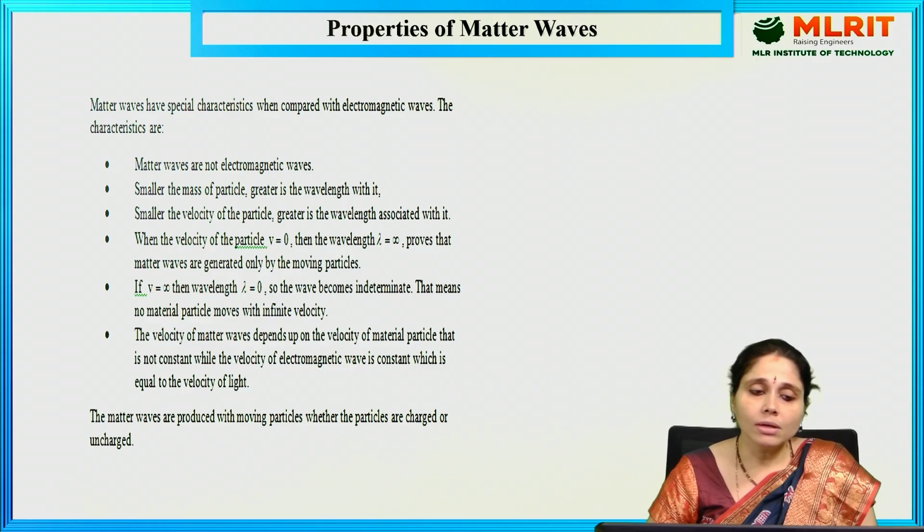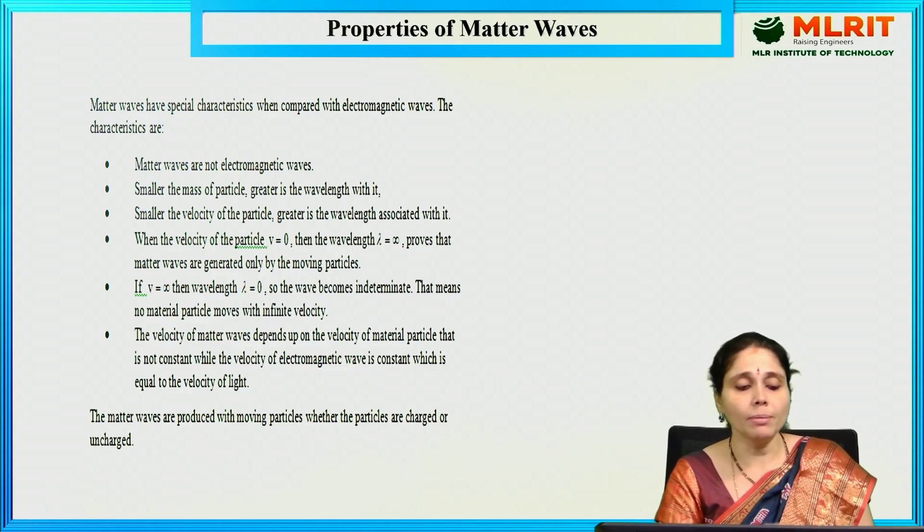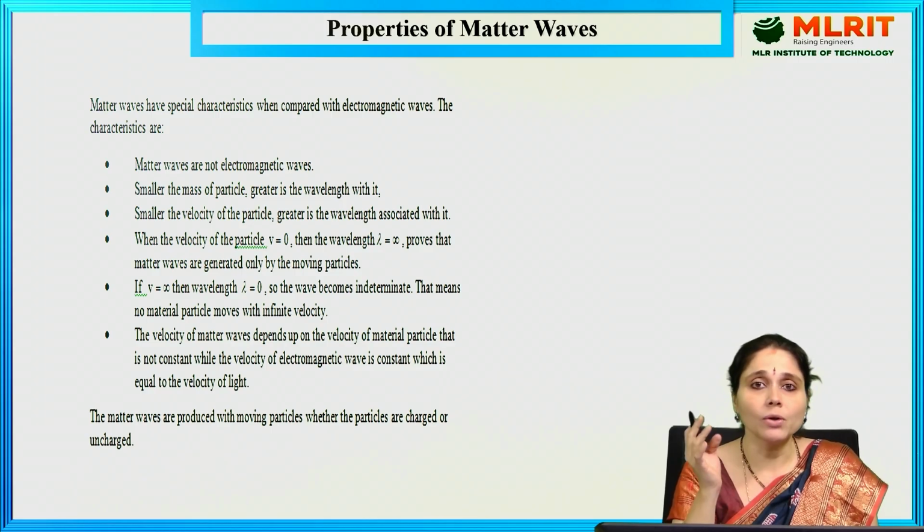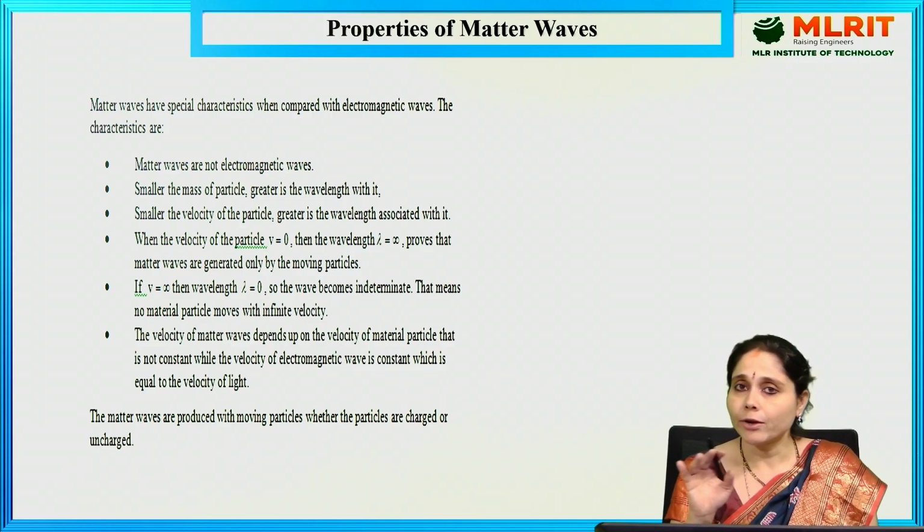So now let us consider the properties. Matter waves have special characteristics when compared to electromagnetic waves. The characteristics are: matter waves are not electromagnetic waves, so matter waves are not mutually perpendicular to one another. Matter waves are not electromagnetic waves.